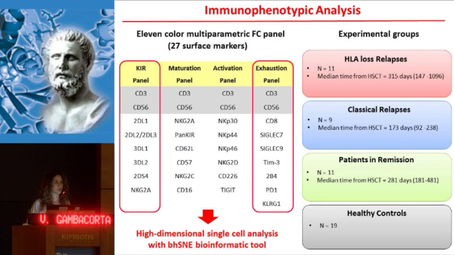Thus, we developed a very comprehensive immunophenotypic panel, including 27 surface markers, and employed it to study 4 experimental groups: patients at the moment of HLA loss relapse, patients at the moment of non-HLA loss or classical relapse, patients in remission, and healthy controls. Please note that both classical relapses and patients in remission have been selected to be studied very late after transplant, just to be comparable with the group of HLA loss relapses. Results were also analyzed and validated with viSNE, a bioinformatic tool that allowed us to condense very complex multiparametric data in simple bidimensional maps. The most interesting results were obtained for the markers highlighted in red.